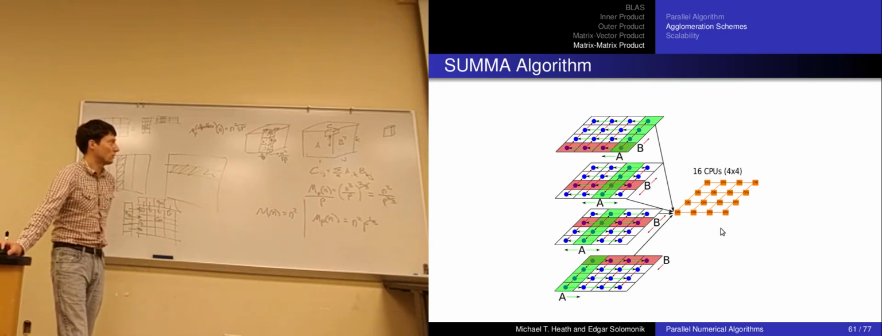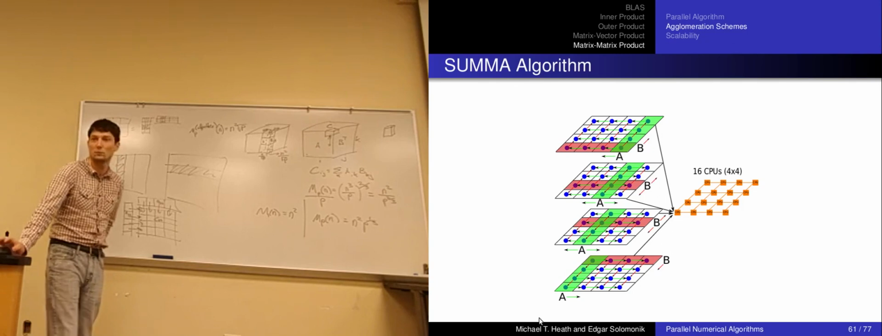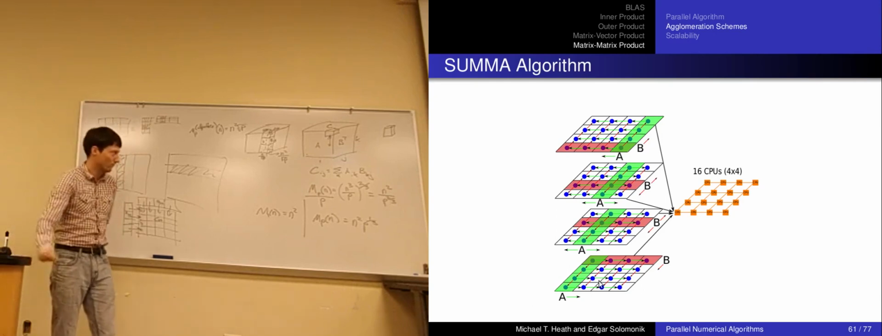So how would you, using this picture, do 3D matrix multiplication? Or what's the connection between this picture and the 3D version? Each of those 4 stages can be done at the same time on a 3-dimensional processor grid.